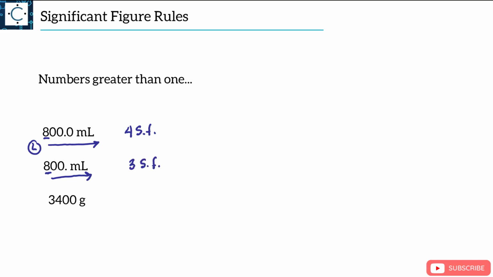When we get to 3,400 grams, this is where things get tricky. And honestly, there's two ways to do this one. And you need to be in charge of seeing what your textbook and what your teacher wants. So I'm going to do way number 1 first. So way number 1 is to say, no, you're not allowed to write it that way.